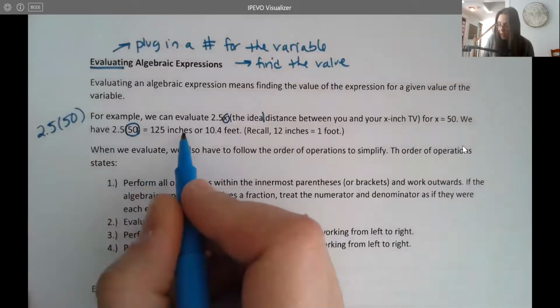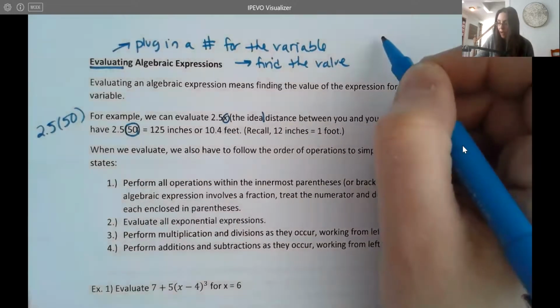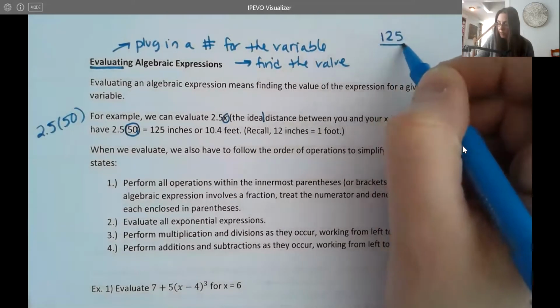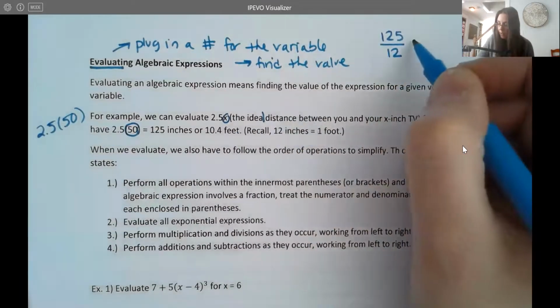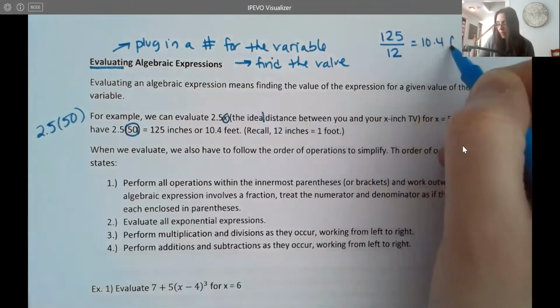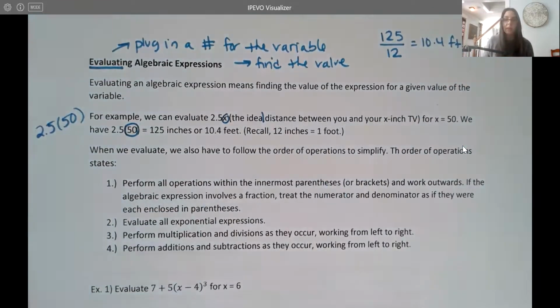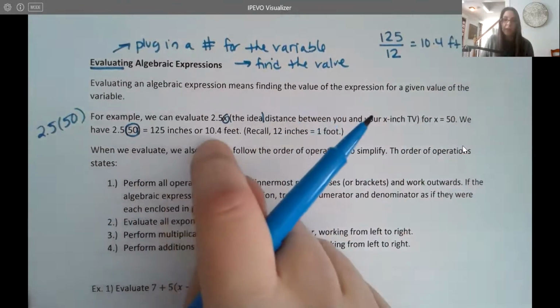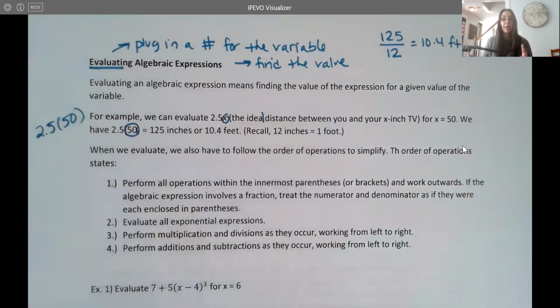Now, 125 inches, you can use your calculator here, but 125 inches divided by 12 is going to give you that 10.4 for the feet. So remember that 1 foot is 12 inches. So if we divide it by 12, we can convert that into feet. So ideally, if you have a 50-inch TV, you should be standing over 10 feet away from it, or exactly, I guess, about 10.5 feet away from it, right, for that perfect viewing of that TV.